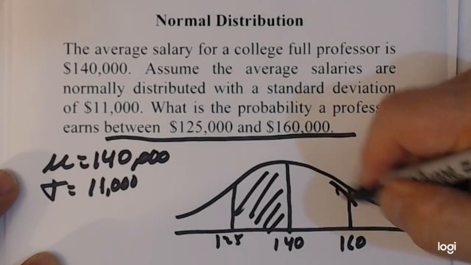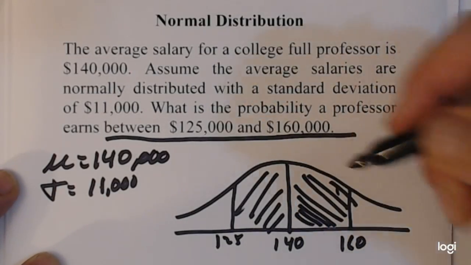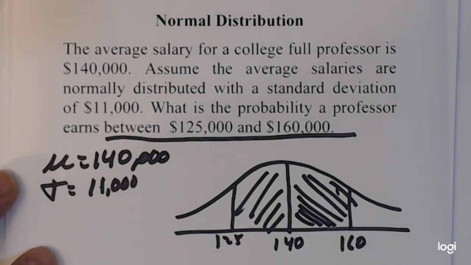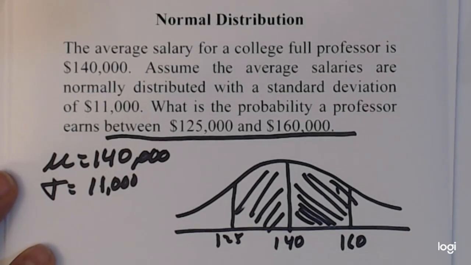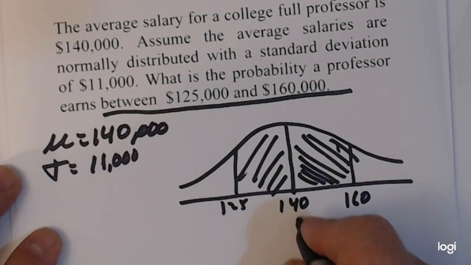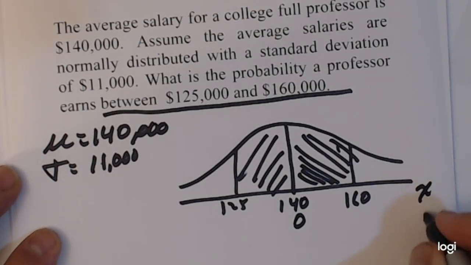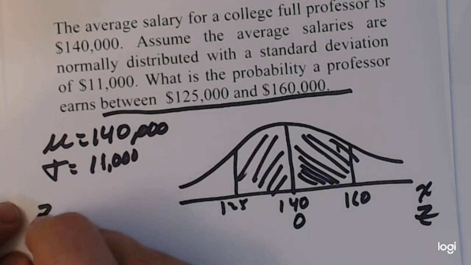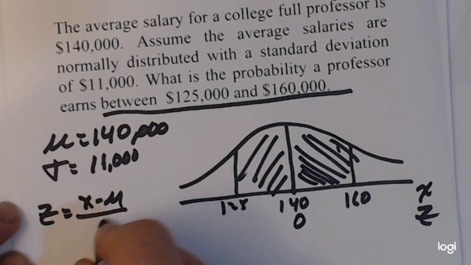So this is what our picture looks like. That's the area we're looking for. We're going to have to get z values for both of these numbers. That's x minus mu over sigma.